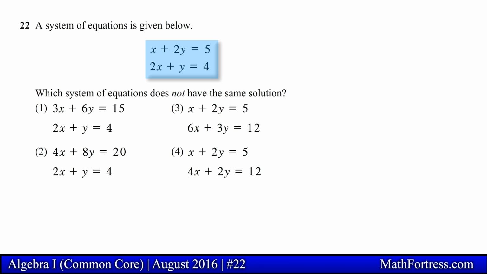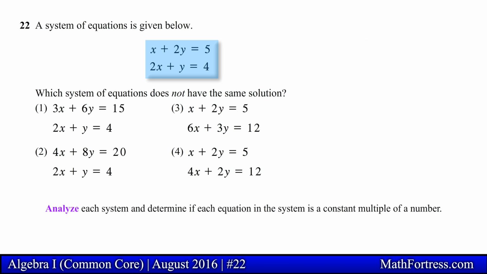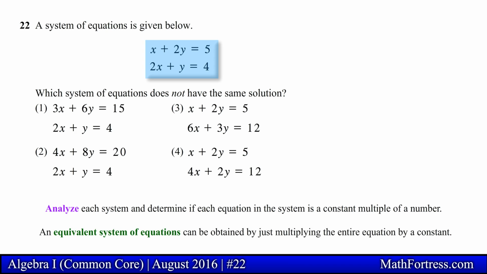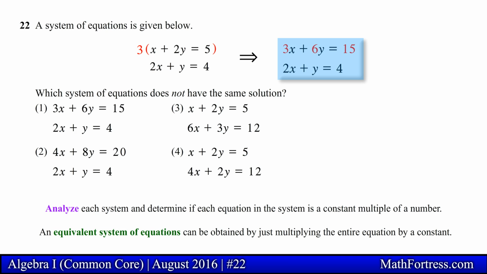An alternative approach would be to analyze each system and determine if each equation in the system is a constant multiple of a number. Recall that an equivalent system of equations can be obtained by just multiplying the entire equation by a constant. For example, if we take the original system and multiply the first equation by 3, we would obtain the following. This new system of equations would still have the same solution as the original system of equations.